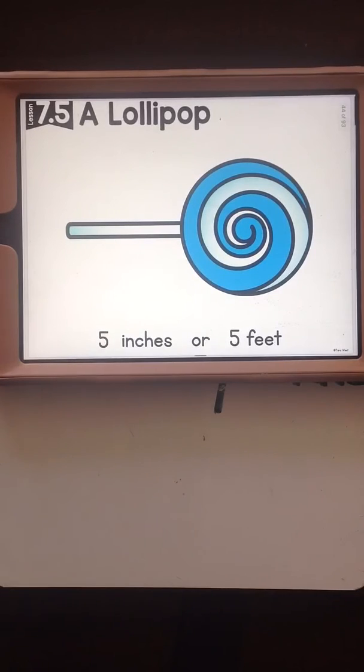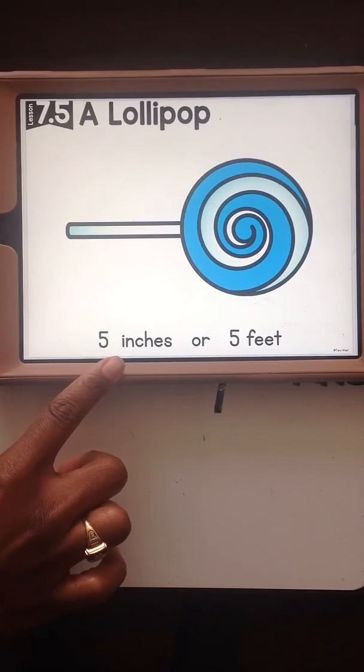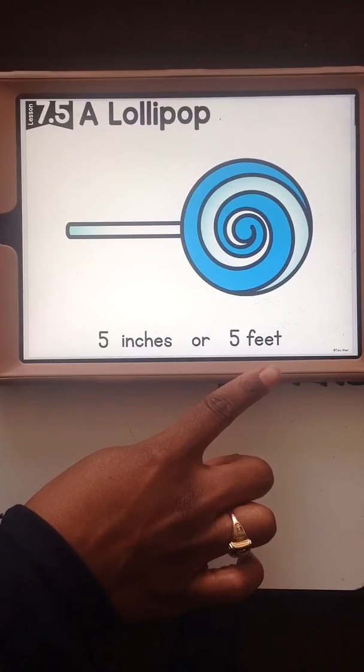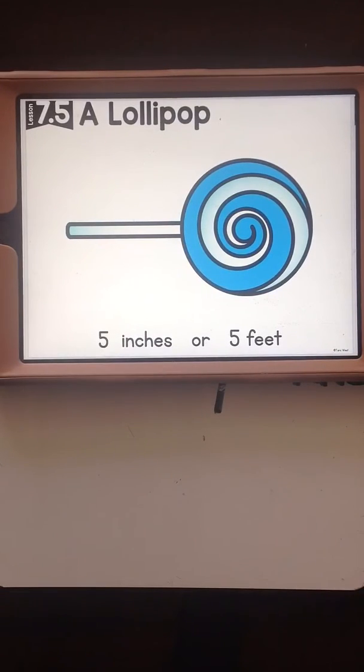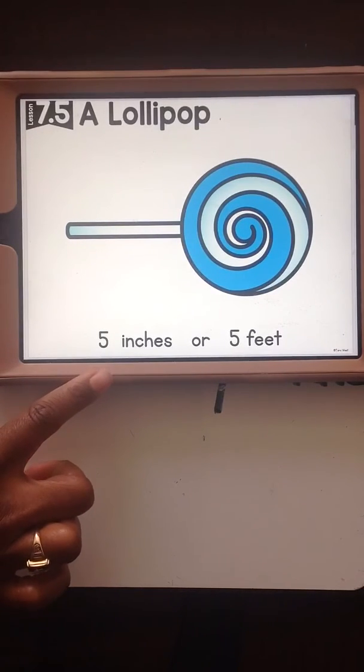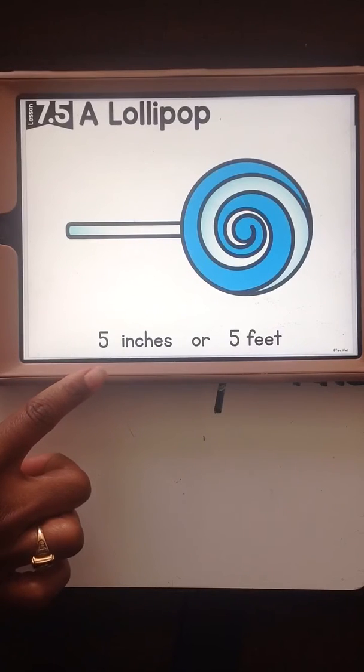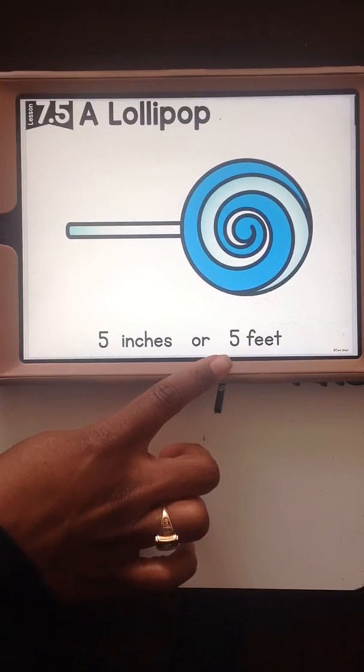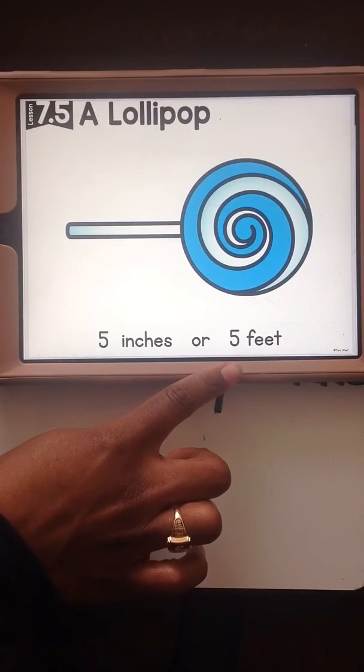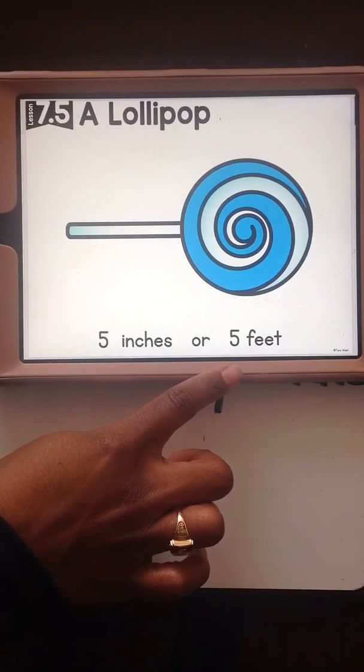Okay, our last one is a lollipop. Do you think a lollipop would be 5 inches or 5 feet? If you guessed 5 inches, you are correct. If you think about the size of a lollipop, it's definitely not 5 feet. That would be almost as tall as probably your mom. That's a very large lollipop.